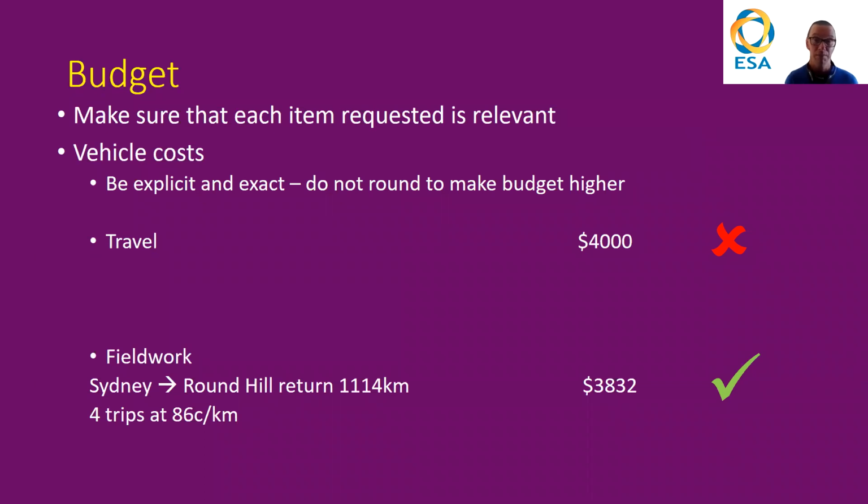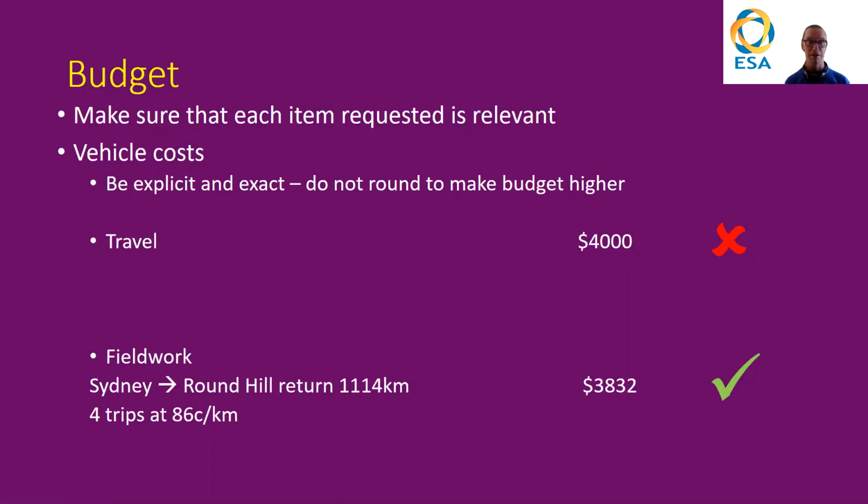Again, similar to the first year, make sure that the items you request are relevant and explicit. Don't just ask for travel funds. Make it clear what you're going to be spending that money on, whether it's on field work, how far the trip is, how many trips, and what the cost of each trip is. And make it explicit values. Don't just round up because you think you'll get more money that way.